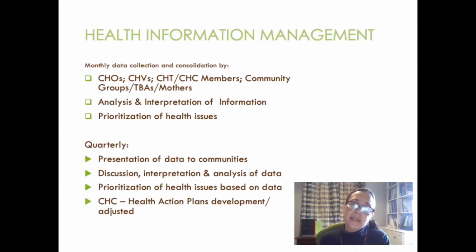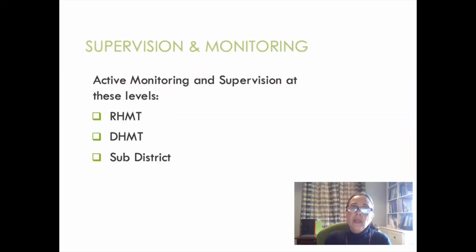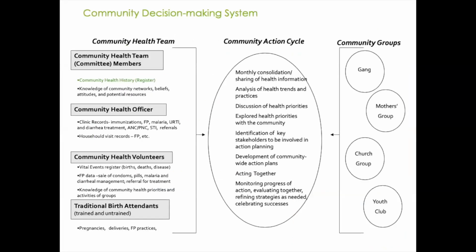There was monthly data collection, and then there was quarterly feedback to communities and discussion and interpretation of the data using the health bulletin boards and a prioritization or reprioritization of health issues. And action plans were adjusted accordingly. There was supervision from the regional health management team to the district health management team, and also at the sub-district level. And this is the entire community decision-making CDS system.